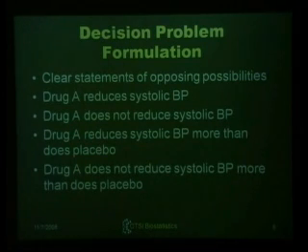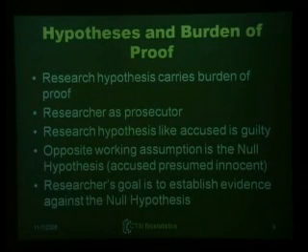So the burden of proof is not on the null. The burden of proof is on the alternative hypothesis or the research hypothesis. These are the two words that are used to describe that. So the researcher is acting like a prosecutor, and the research hypothesis is like the accused is guilty. Okay? I think I already said all of this that is on this slide.